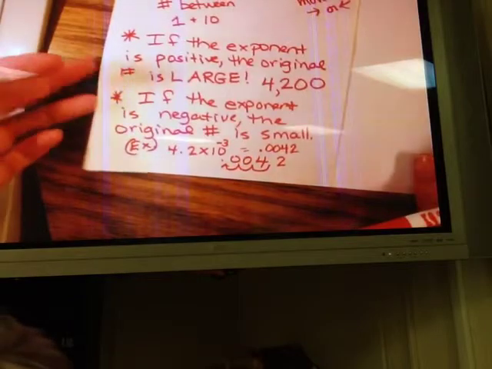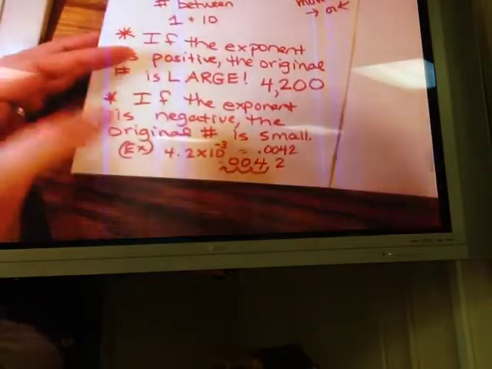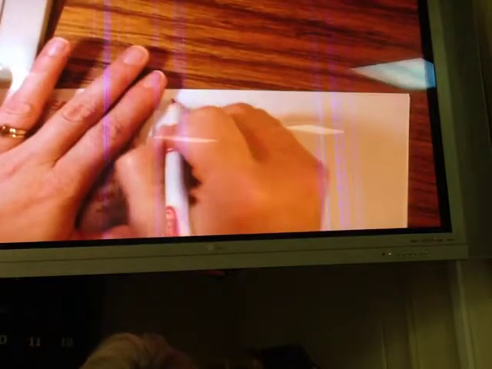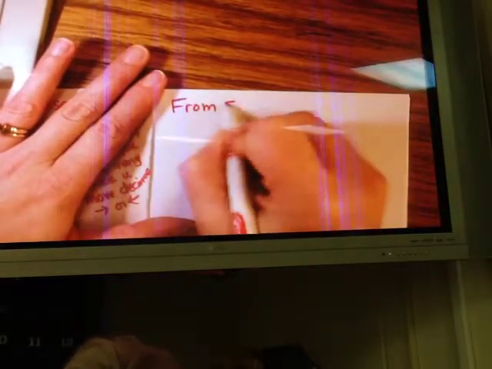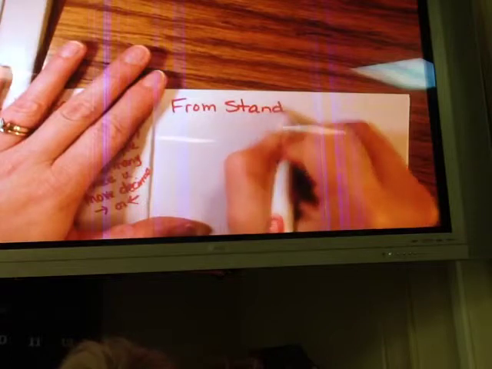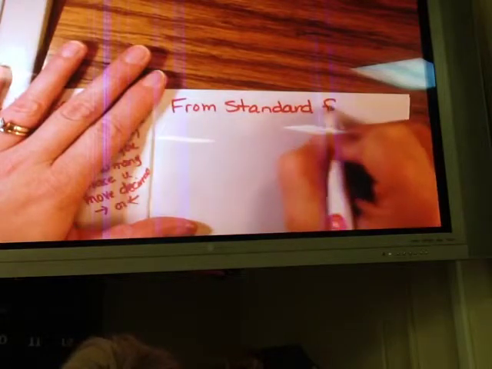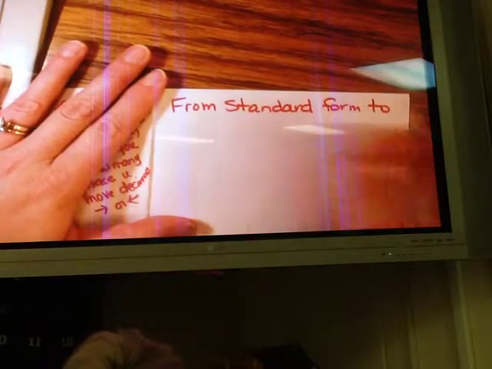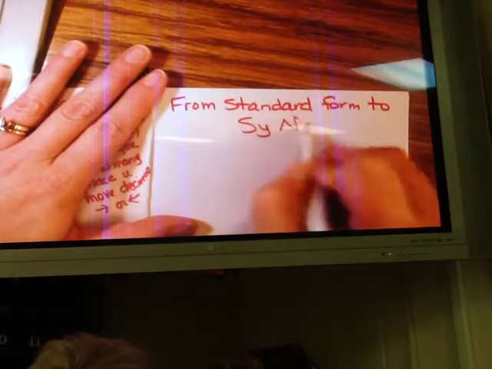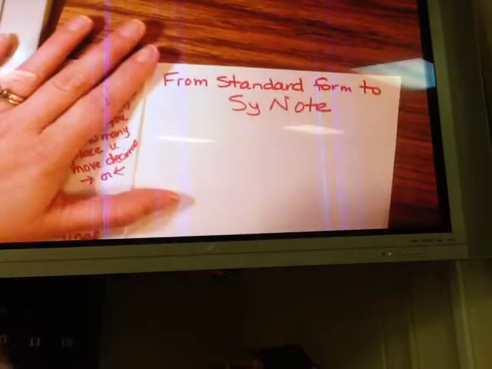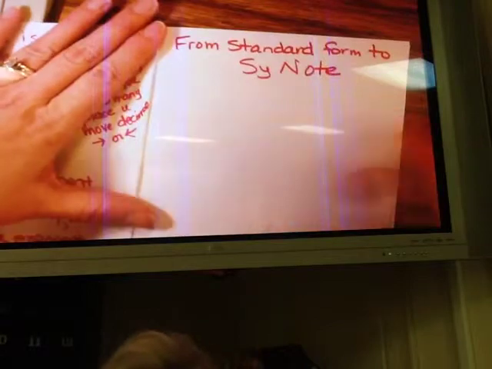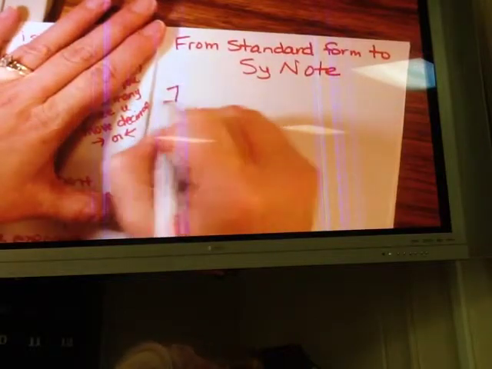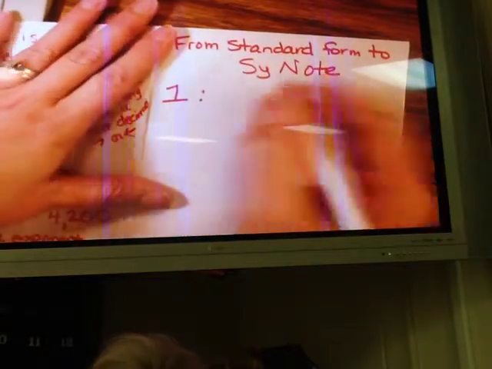Now I'm going to have to move over because I'm going to start our steps in our process. We're going to be moving from standard form to SciNote, and we will go through just a couple steps. 2 little steps is all you have to do. Step 1. Move the decimal.